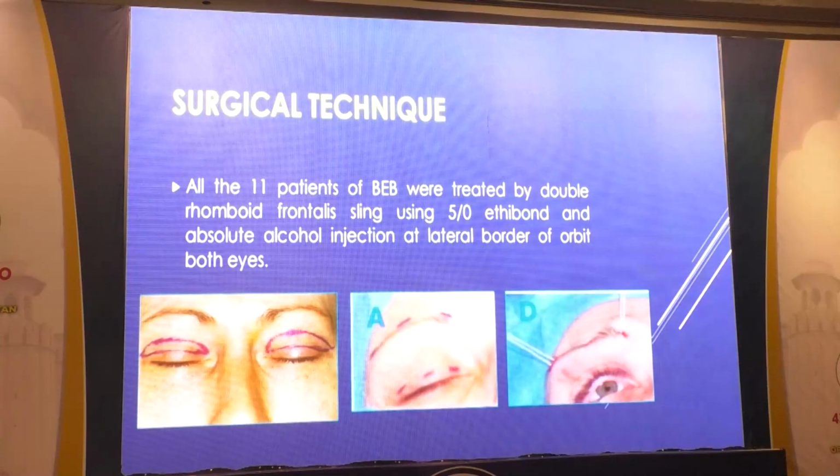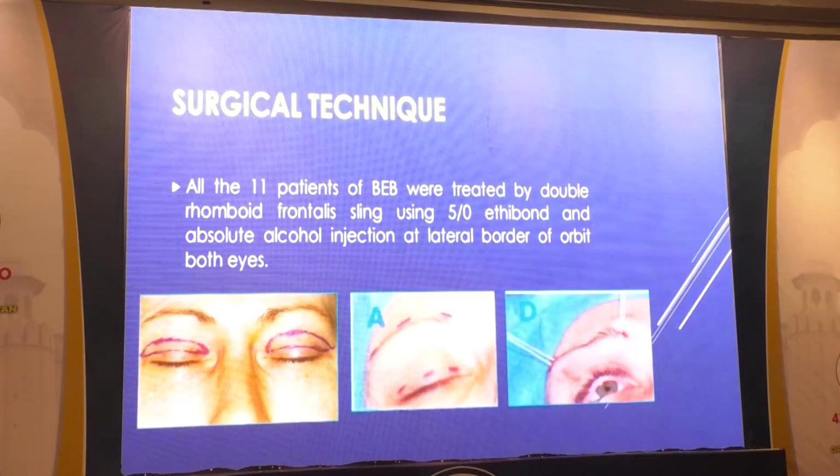Then the next step is we make 3 stab incisions above the eyebrow, and these are the marks where we penetrate the tarsal plate. The type of sling I used was the double rhomboid technique. I like it because we get excellent contour with this technique. The material used was 5-0 Ethibond.